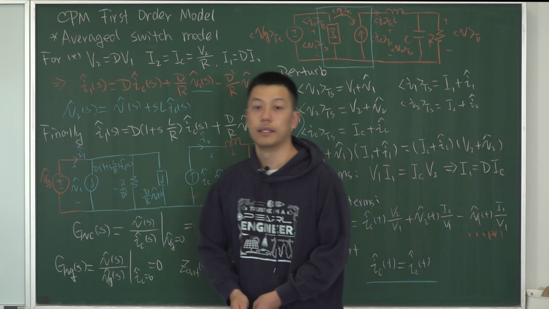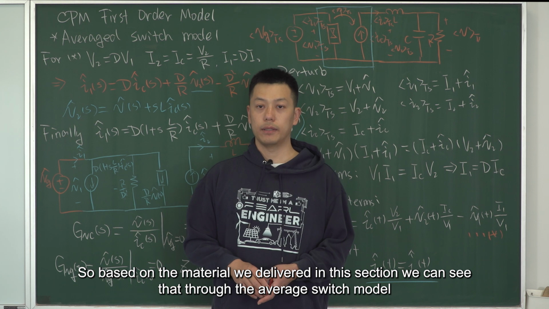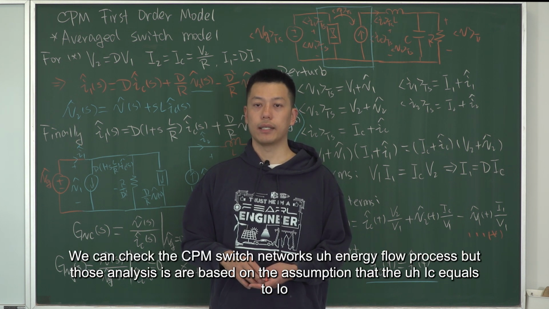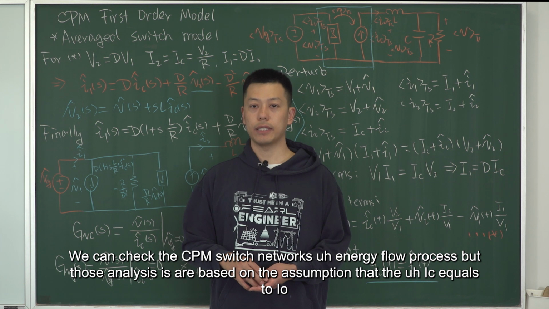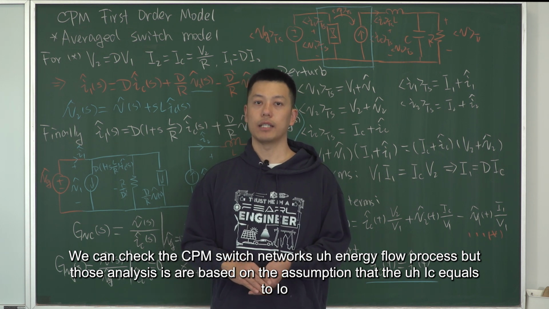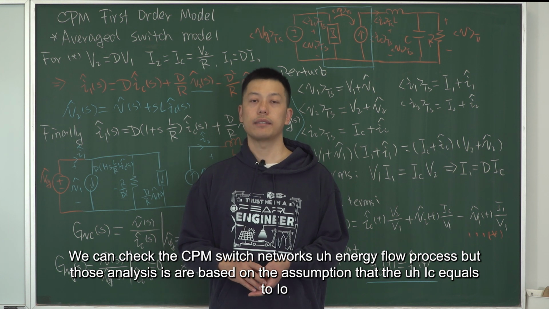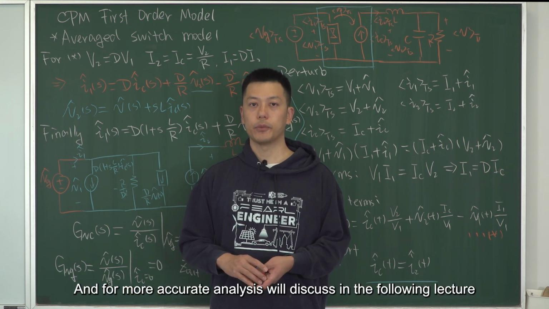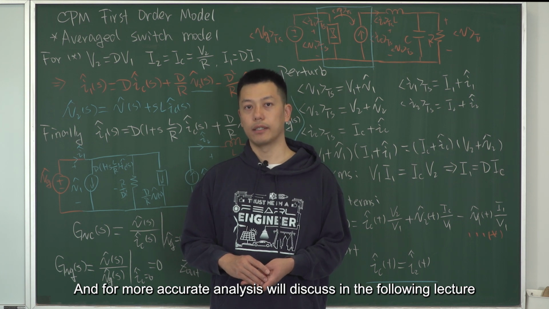Okay. So based on the material we delivered in this section, we can see that through the average switch model, we can check the CPM switch network's energy flow process. But those analyses are based on the assumption that IC equals I/O. And for more accurate analysis, we'll discuss in the following lectures.